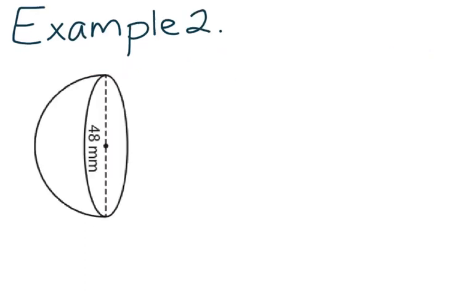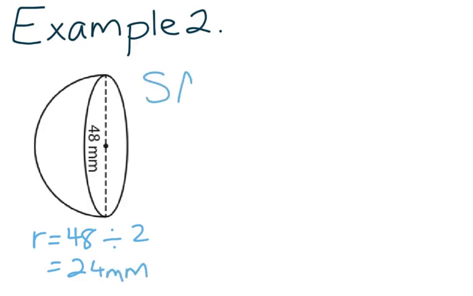This next one, couple of things. One, it's a hemisphere, not a full sphere. 2, we've been given the diameter and not the radius. So straight away, we need to halve the diameter to figure out what our radius is, and that would be 24 millimetres.